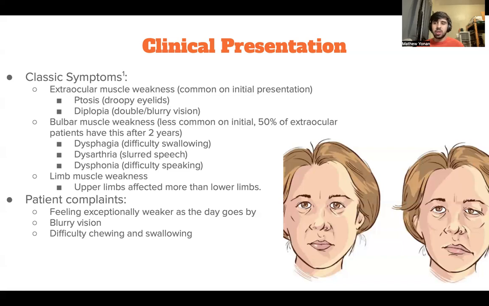Some patient complaints that doctors usually hear that correspond with myasthenia gravis diagnoses are that they feel exceptionally weaker as the day goes by, that they have blurry vision, and that they have difficulty chewing and swallowing.